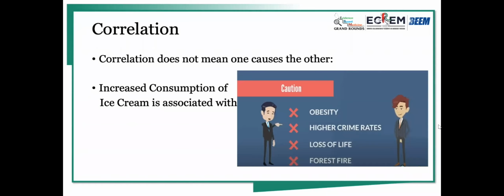So during the summer, during hot weather, people consume more ice cream. Obesity is definitely associated with the increased consumption, but also in the summer, we see higher crime rates when people are out and about. They're swimming, they're hiking, they're doing things that are potentially dangerous. There's more loss of life, and forest fires are more common during the summer. So while consumption of ice cream is not causing the forest fires, we know it's clearly associated with it.